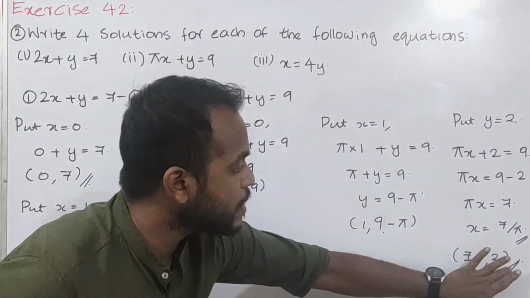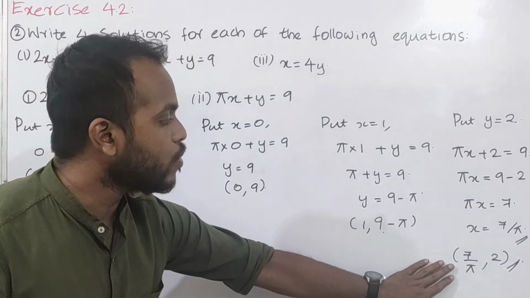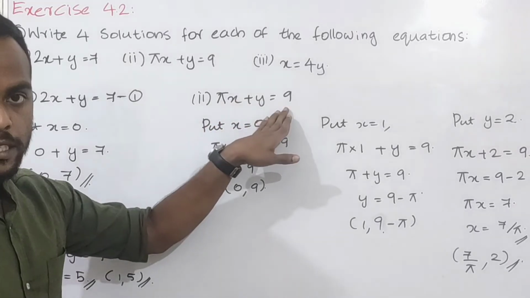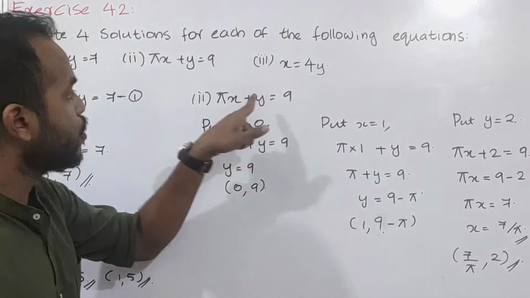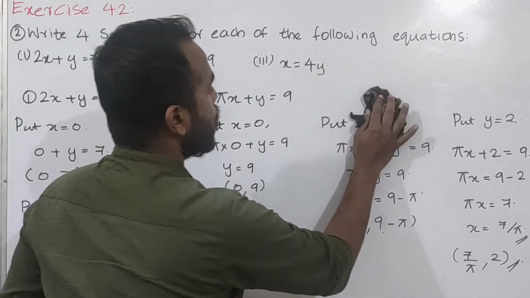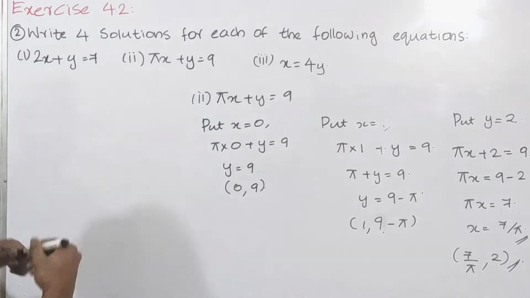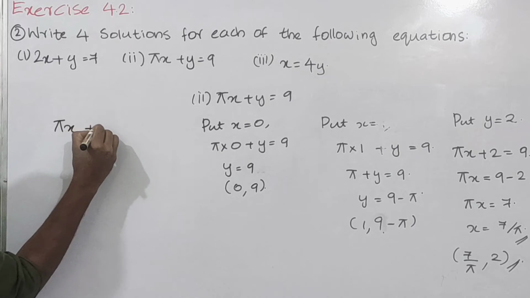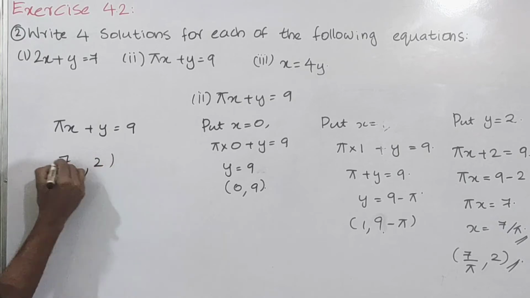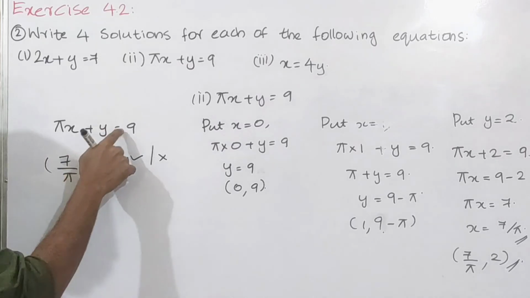How will you check whether this is a solution? That is a question in your 4.2 third one. We'll do one over here to check whether 7 by pi comma 2 is a solution of this equation. We should substitute the x value here, y value here, and if you get the RHS as 9, then your answer is correct. So let's verify that one. The equation is pi x plus y is equal to 9. So I will write here pi x plus y is equal to 9. To check whether 7 by pi comma 2 is a solution, we need to check whether it is true or false.